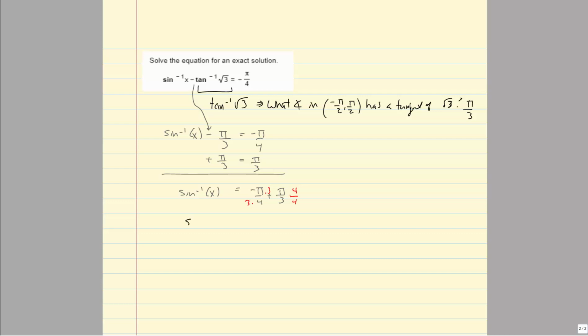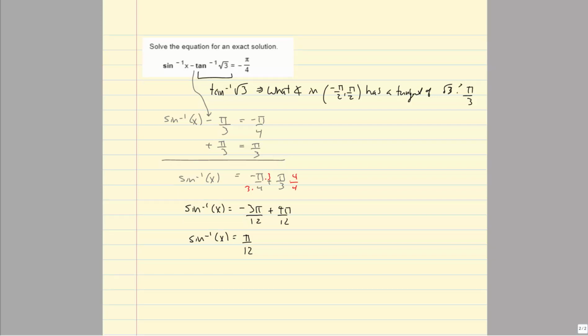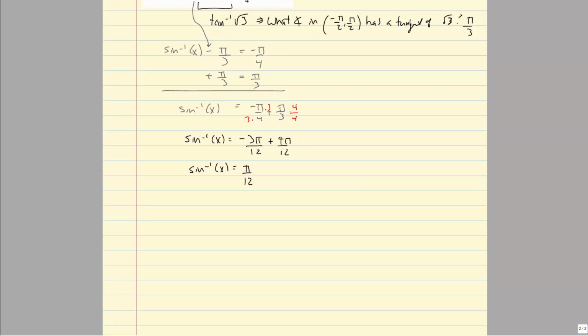And I'll have the inverse sine of x equals negative 3π/12 plus 4π/12. Inverse sine of x is equal to negative 3π plus 4π, which is π/12. Okay, so now π/12 seems a little bit familiar to me. This is when we were using the sum and difference identities.